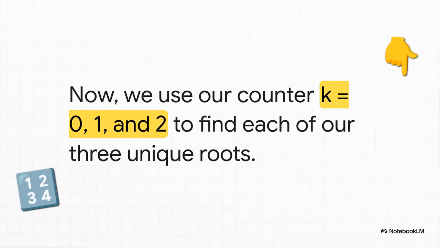And this is where our little counter, k, comes in to do its job. Since we're looking for 3 roots, k is going to take on 3 values: 0, then 1, and then 2. Each one of those is going to spit out one of the corners of our triangle.